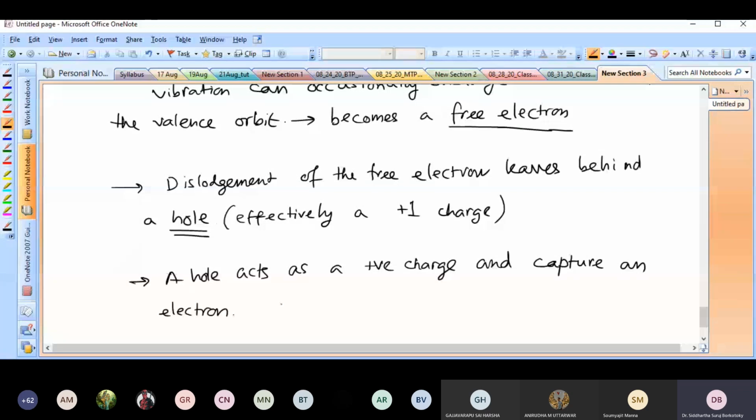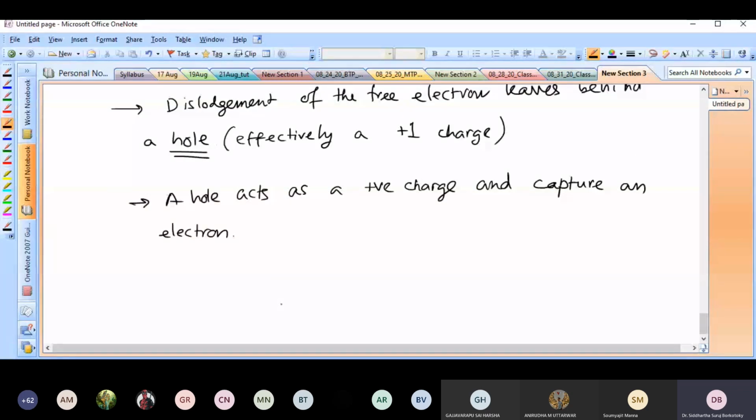So how do we actually make use of holes and free electrons? How do we fuse them together? How do we fuse two pieces of material, one with a lot of holes and one with an excess of free electrons, and then make them do certain functions that a typical conductor or a typical insulator will not be able to do? So that is at the core of electronics engineering. This forms the basis of electronics.